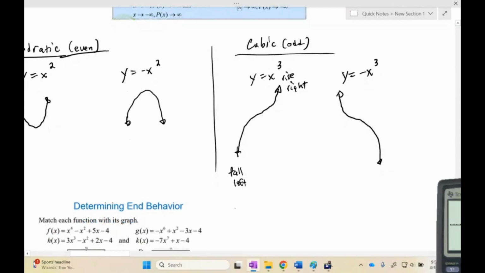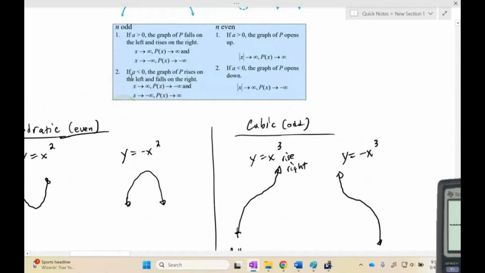So if you have an odd function with a positive coefficient, just remember, coefficient is just the number part of your term. And since I don't actually see a number, it's an understood positive one. But the key thing is that the coefficient has to be positive.